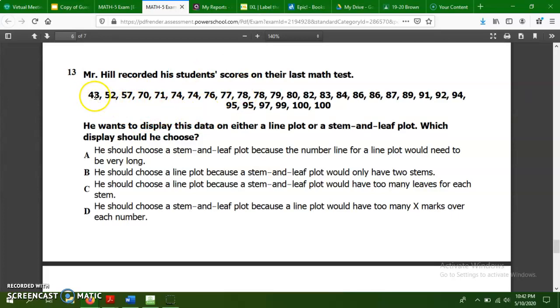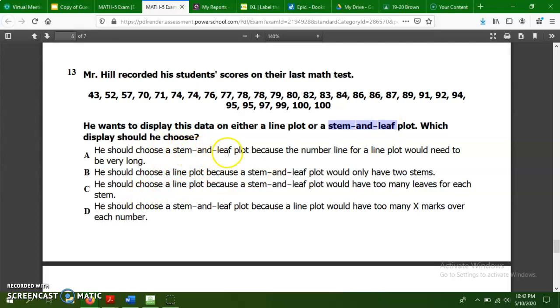So we have a number in the 40s, 50s, a lot in the 70s, a lot in the 80s, a lot in the 90s, and a couple of hundreds. And we want to know whether we should use a line plot or a stem and leaf. So really you're going to use the exact same strategy I just explained for number 11. And you're just going to look for information that makes sense or not.